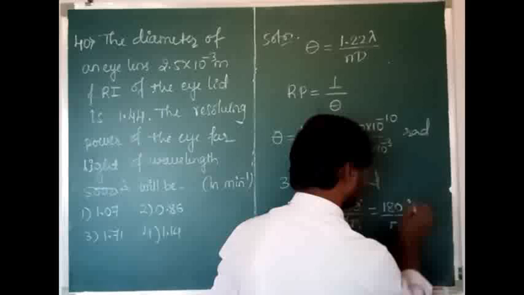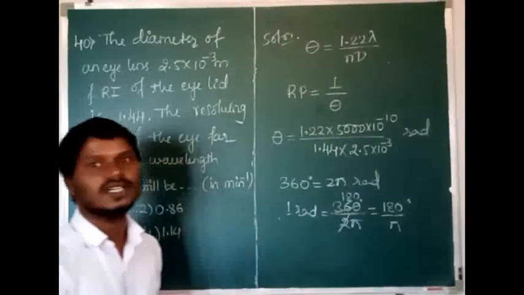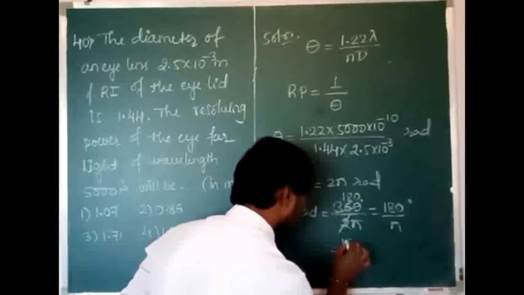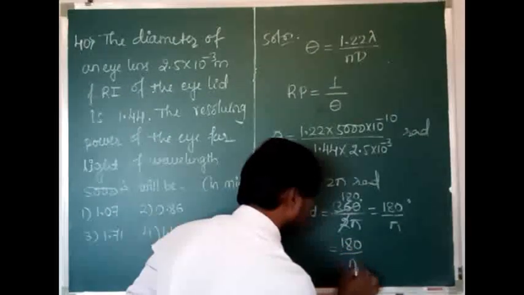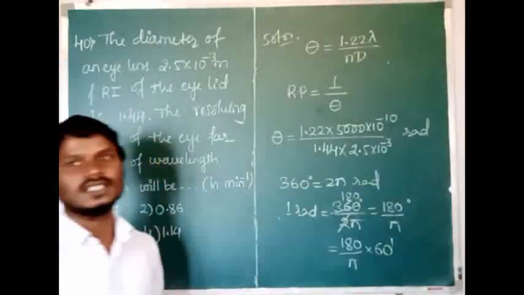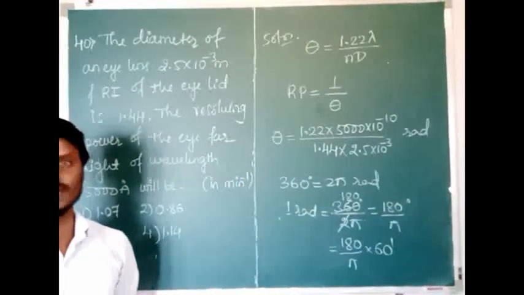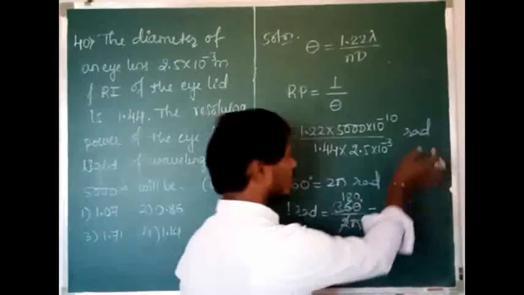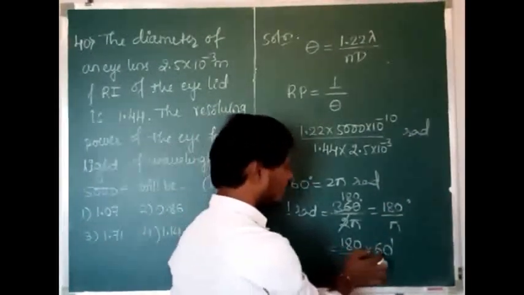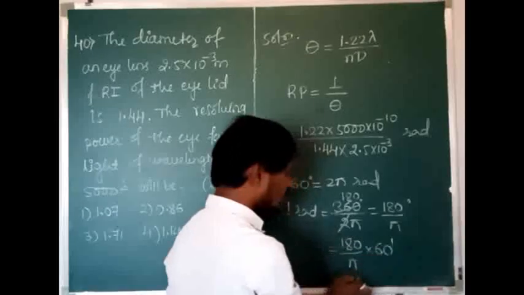So this is in degree now, and we have to convert that to minute. 1 degree means 60 minutes, so we can write 180 by pi into 60 minutes. 1 degree means 60 minutes, 1 minute means 60 seconds. Okay, listen. So put the value of 1 radian here. The value of 1 radian is 180 into 60 minutes divided by pi.